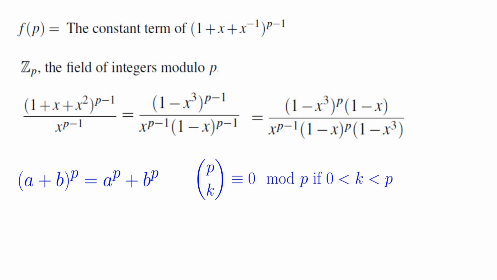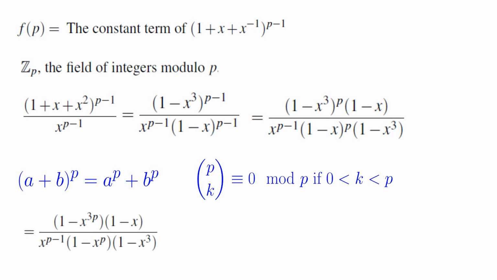you have a p factorial in the numerator which is divisible by p, and in the denominator you have k factorial and (p minus k) factorial, neither of which is divisible by p, which means the entire expression of p choose k is divisible by p. When you take it mod p, you get (a + b)^p is a^p + b^p. Back to the original problem.